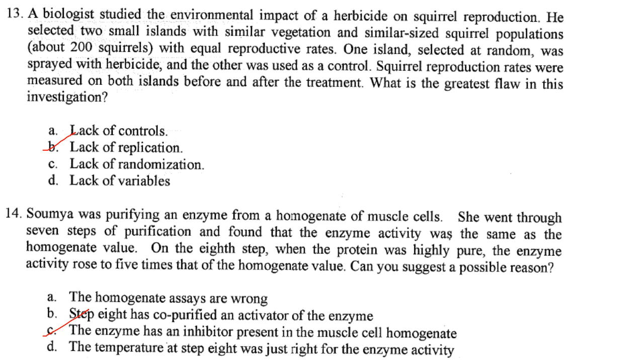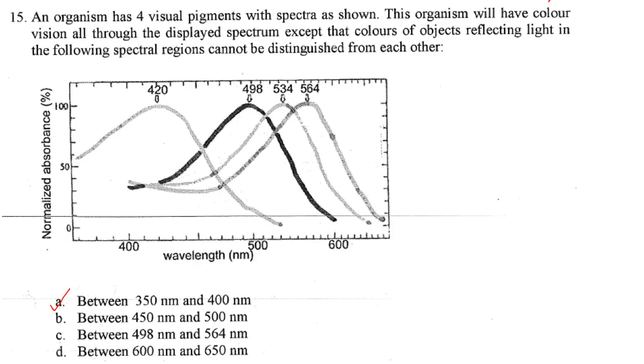The enzyme has an inhibitor present in the muscle cell homogenate. Yes, that is the most appropriate answer. That is why she couldn't get activity even till the 7th step of purification. But in the 8th step she got activity which rose 5 times that of the homogenate value. So there must have been the presence of this inhibitor in the homogenate. That is why she didn't get much activity in the beginning. The next one.